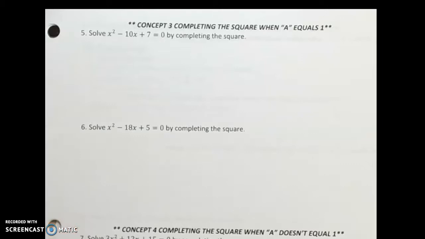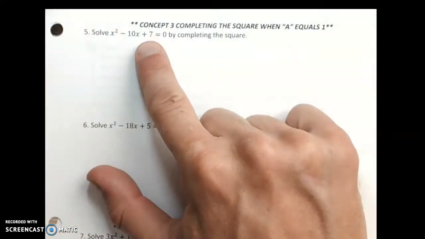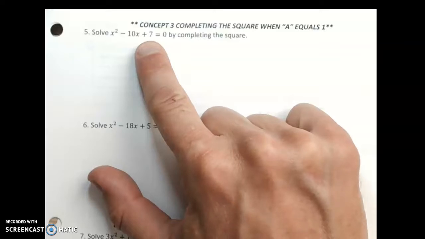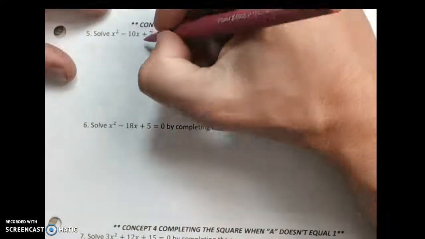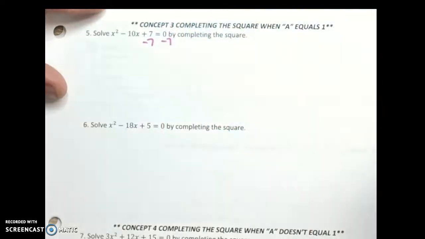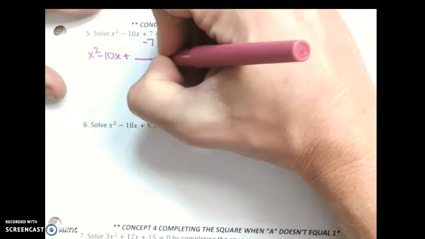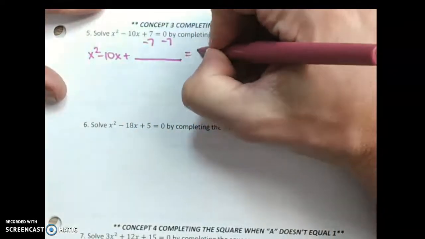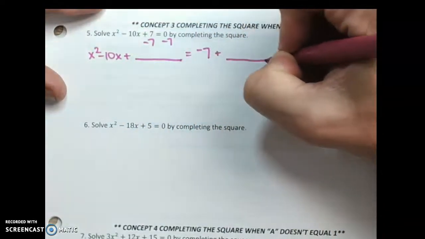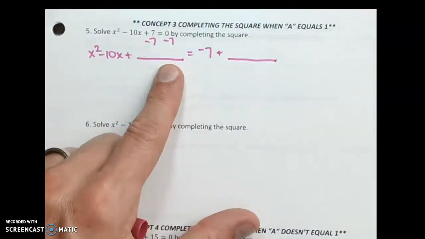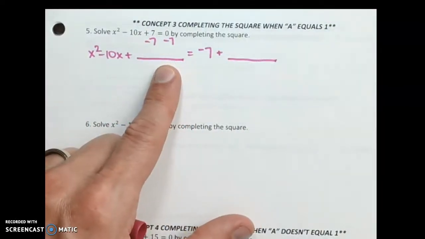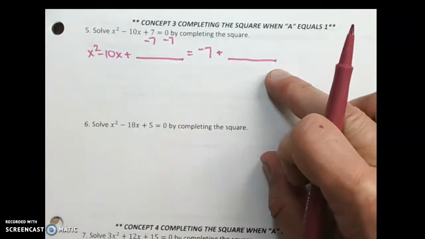What I'm going to do is get ax squared plus bx on one side and move my c over if it's not a perfect square. And in this case, again, it's not a perfect square. Therefore, I'm going to move it on over to the other side by subtracting 7 from both sides. Gives me x squared minus 10x plus, and I'm just going to put a blank there to complete my square, equals negative 7 plus blank. Because if I add this b divided by 2 squared to this side, I have to add it to the other side to keep it balanced and equal.